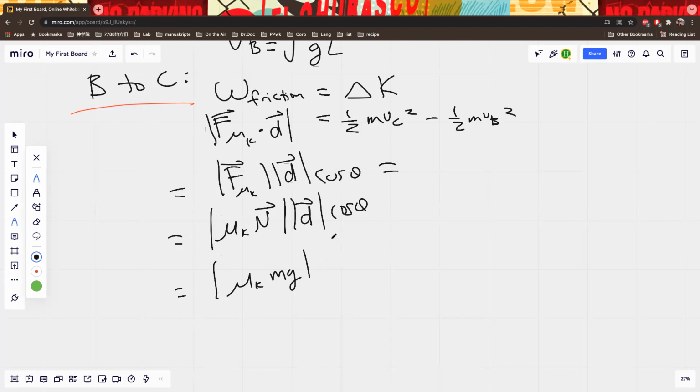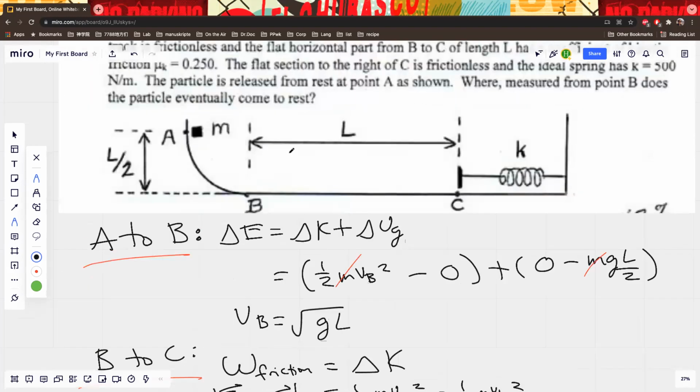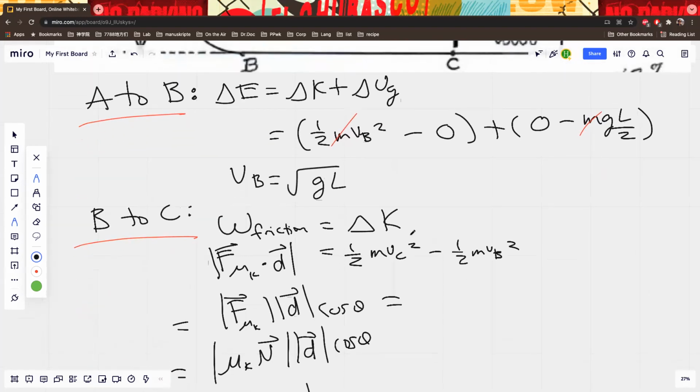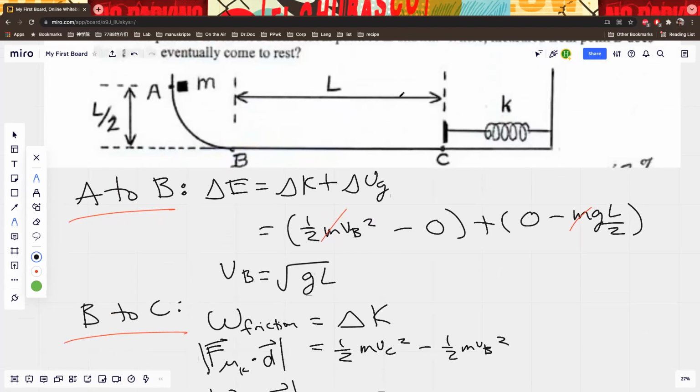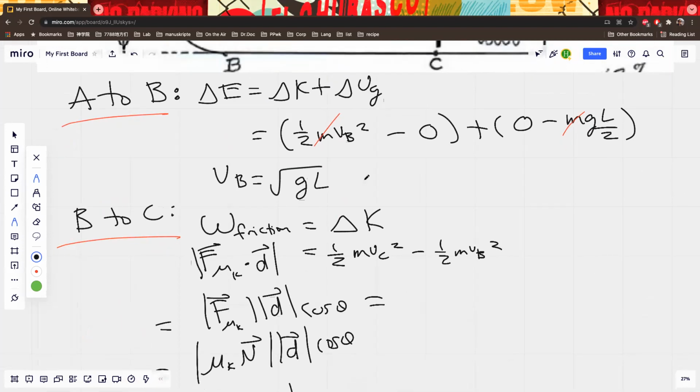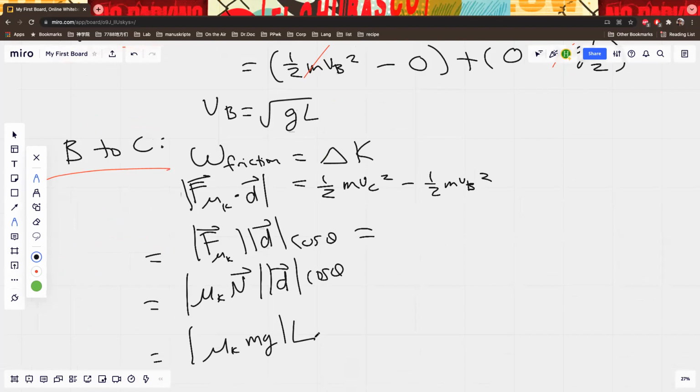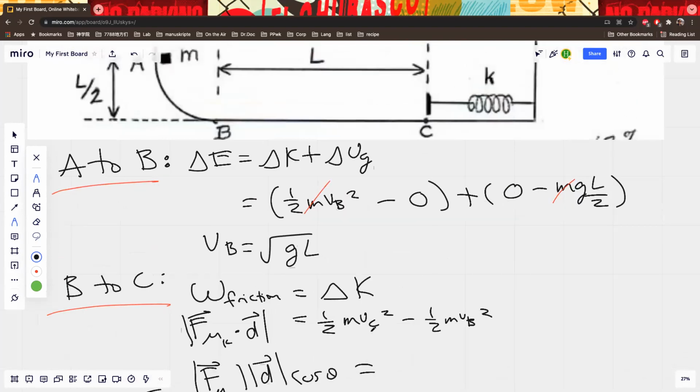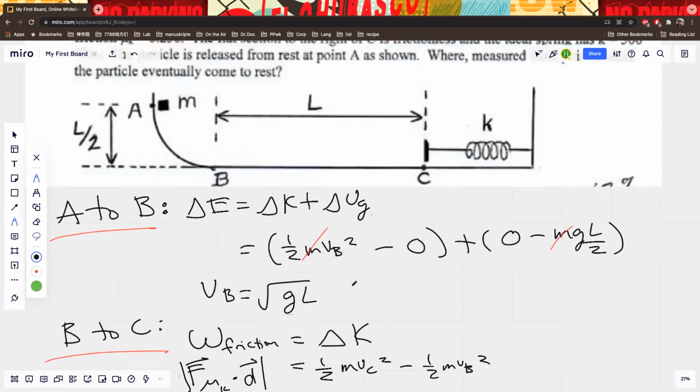And what about d? What's the distance we're traveling? They gave it to us here. The displacement is L. So the distance is just L. And I suppose we don't even need these two anymore. And then the cosine of the angle between them? I guess it would be 90. Friction is going this way and traveling is going that way.